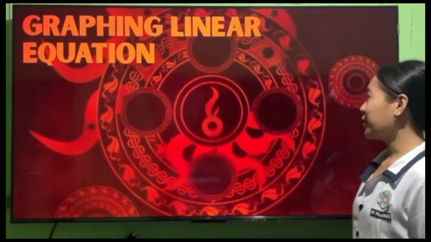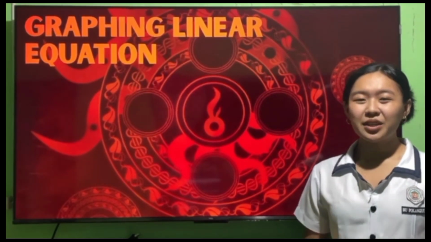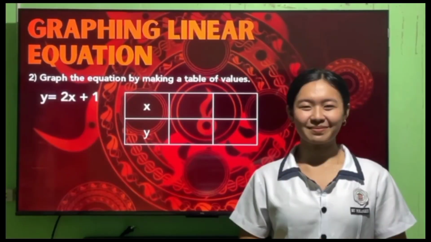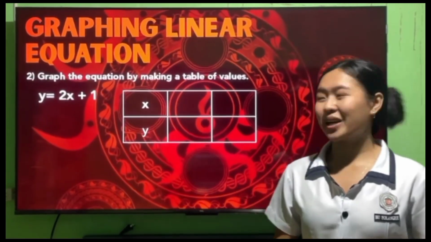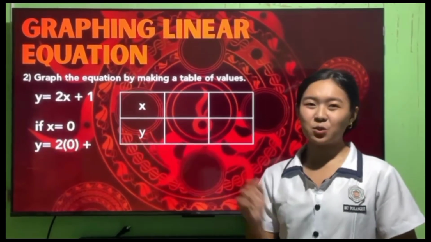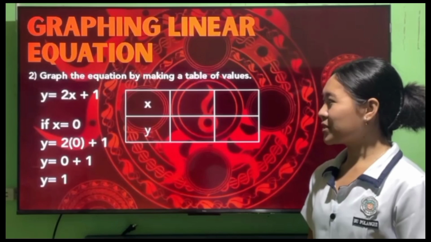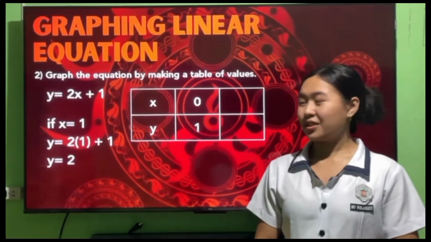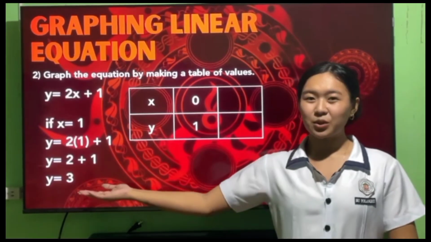But what if, instead of being given 2 points, we are given an equation like y equals 2x plus 1? How do we find the points to plot on a graph? So let's move on to problem number 2 and learn how to graph y equals 2x plus 1. Now we substitute each x into the equation y equals 2x plus 1. If x is equal to 0, y is equal to 1. If x is equal to 1, y is equal to 3.